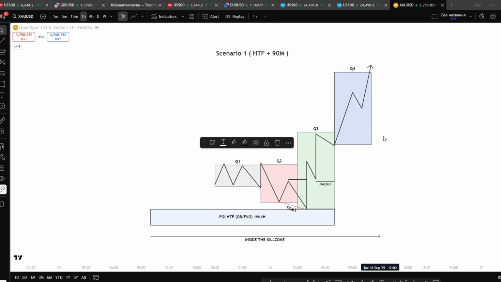It's important to note that we don't always enter during the macro. Sometimes focusing solely on the macro might cause us to miss the initial move. I pay close attention to the macro because of the high volatility, but confirmation can also happen before the macro.